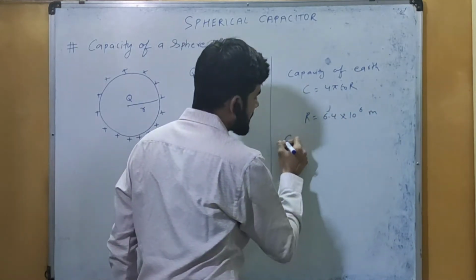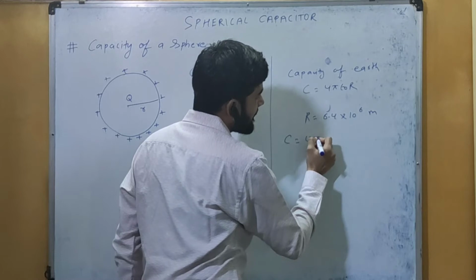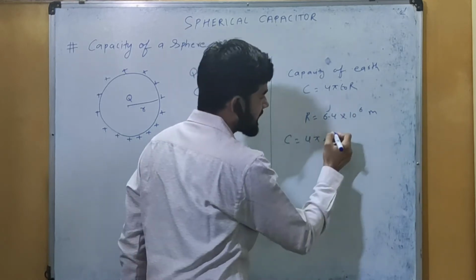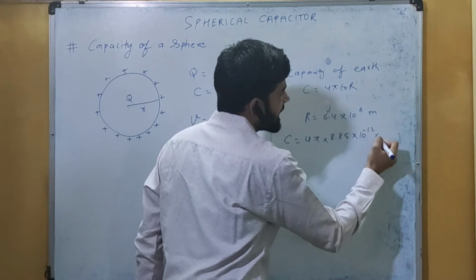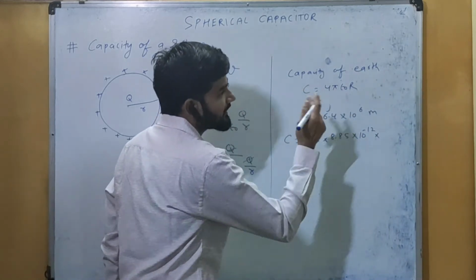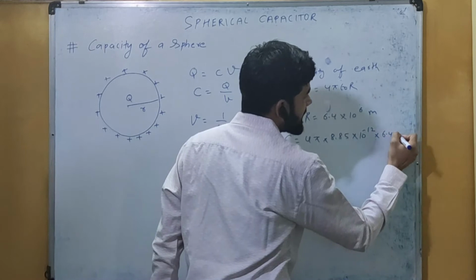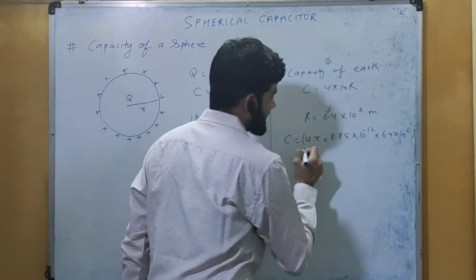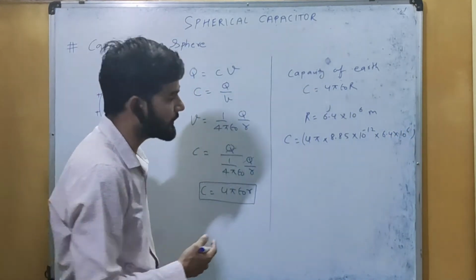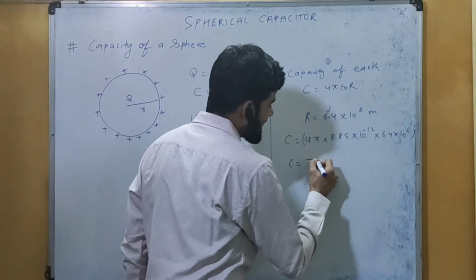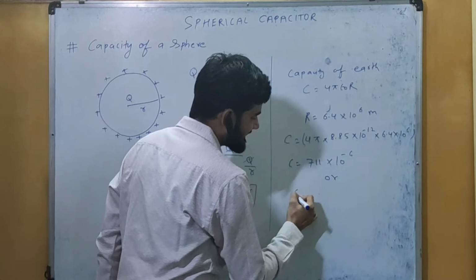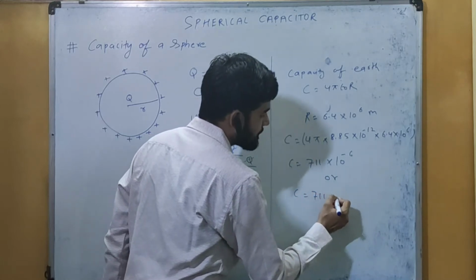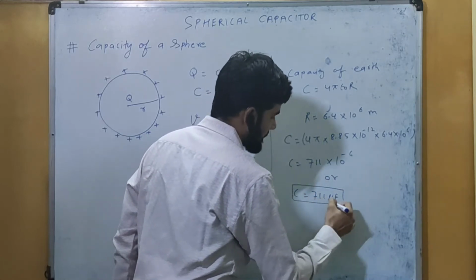Then we will put the value: C equals 4 pi into the value of epsilon naught, 8.85 into 10 to the power minus 12, into radius 6.4 into 10 to the power 6. When we solve this, we will get C equals 711 into 10 to the power minus 6, or C equals 711 microfarad.